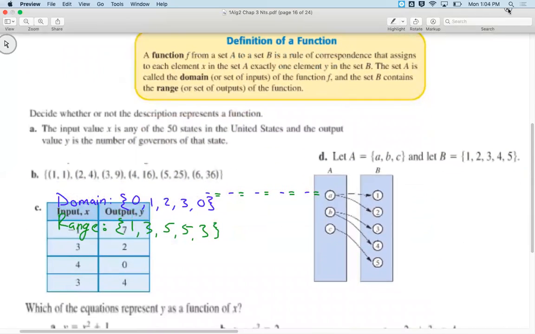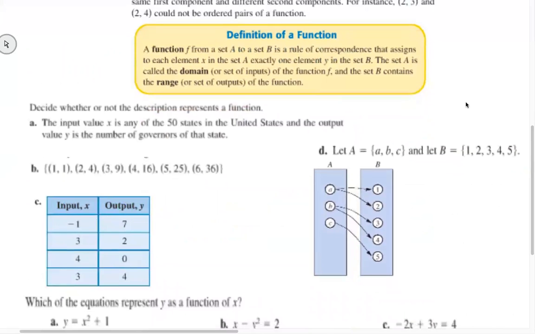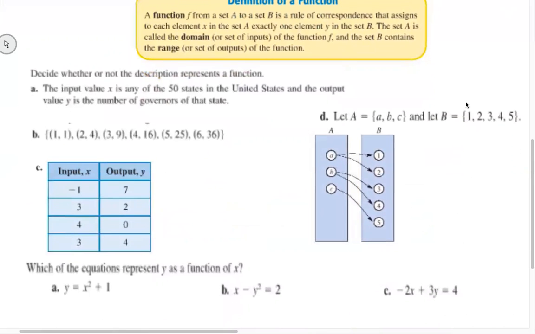I'm not reading it. What I am going to read is this. Miss I, I'm going to need your help here because I'm going to try and use different stuff. Question number 1. The input value x is any of the 50 states in the United States, and the output value y is the number of governors of the state. Okay? So, Marcus, I'm going to give you an easy one. I'm going to give Miss I the hard one. Okay? Ready?